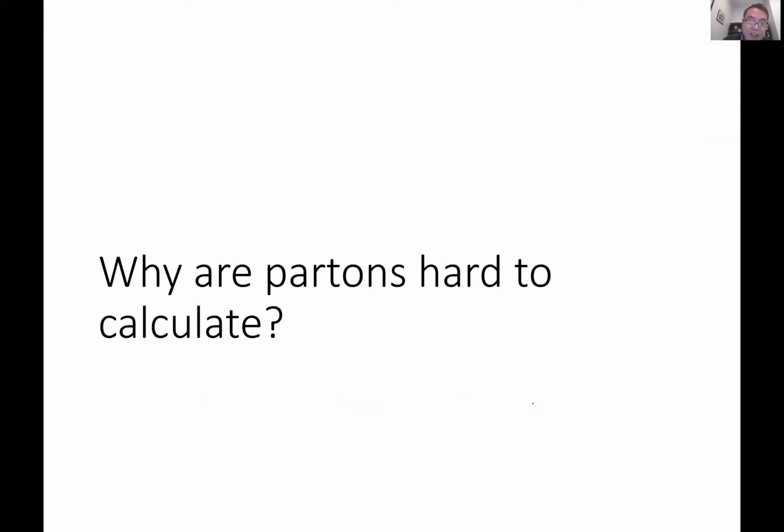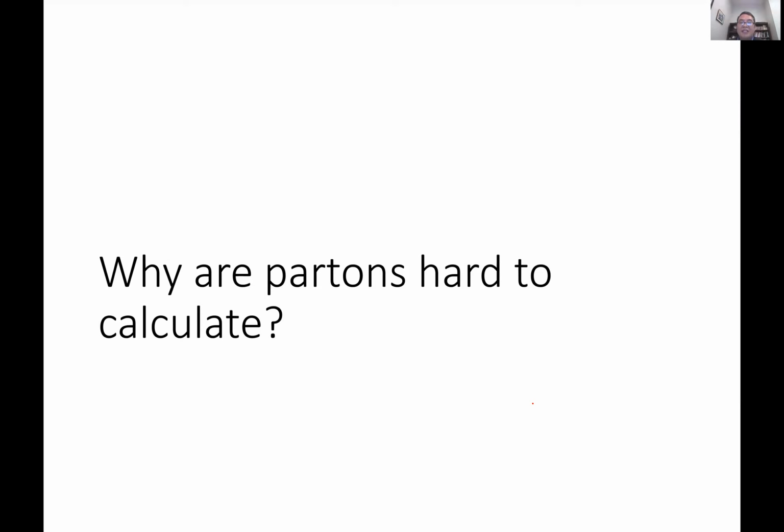Okay, so the goal of this talk is to discuss how we're going to calculate those parton physics from QCD. This is a problem that has been around for 50 years, and people have been trying various kinds of approaches to calculate this, and it's a very important quantity.